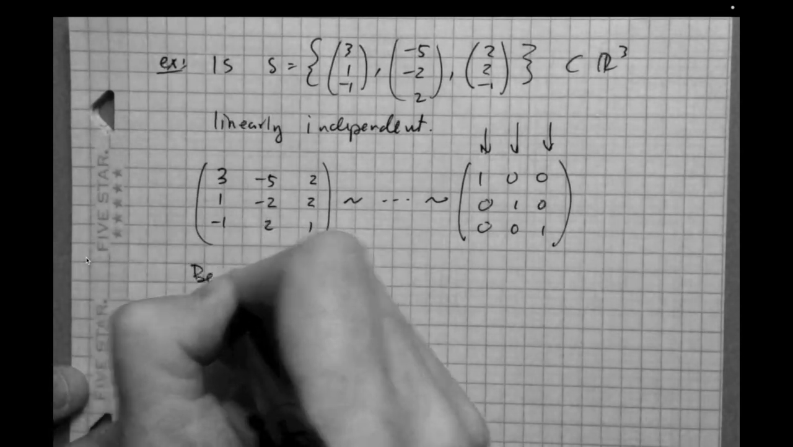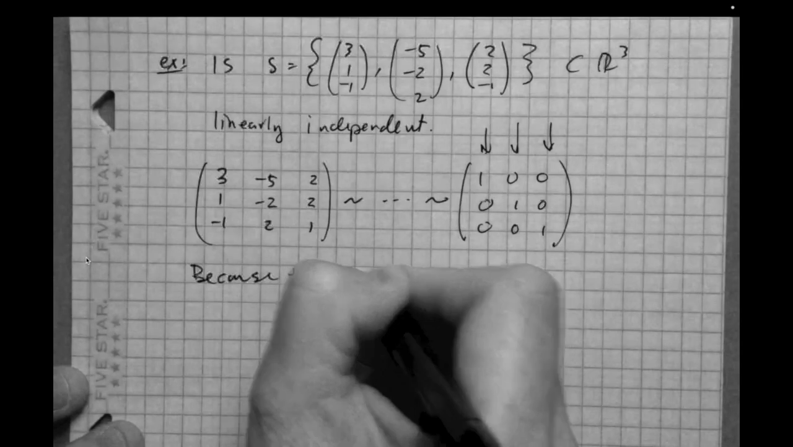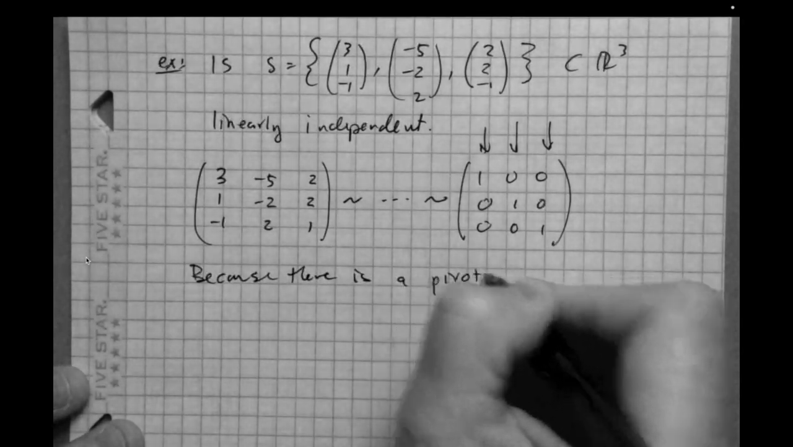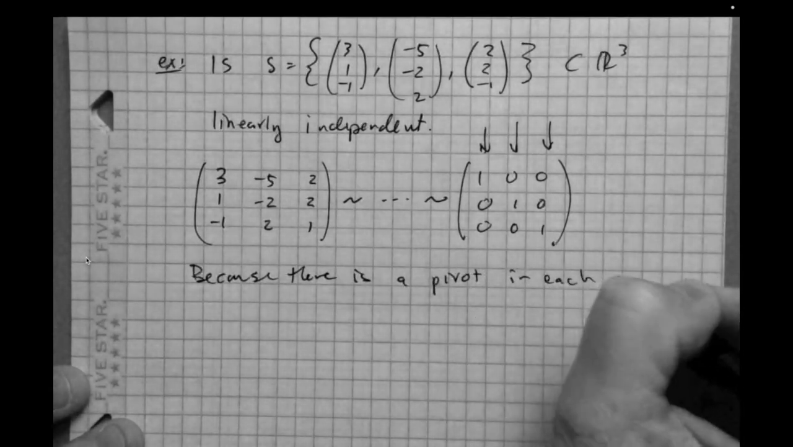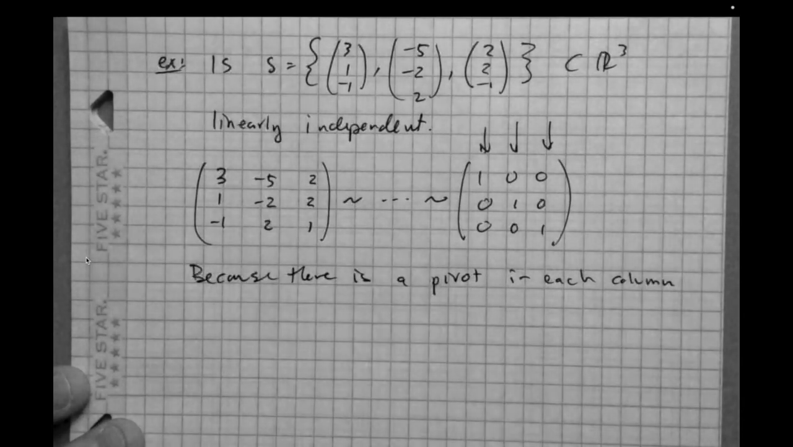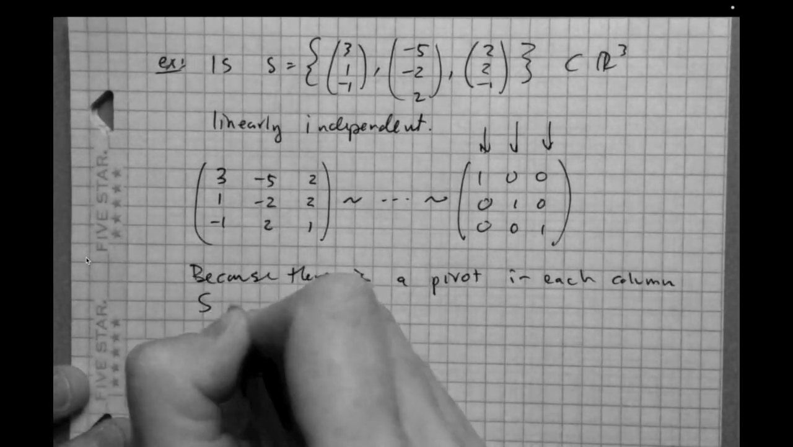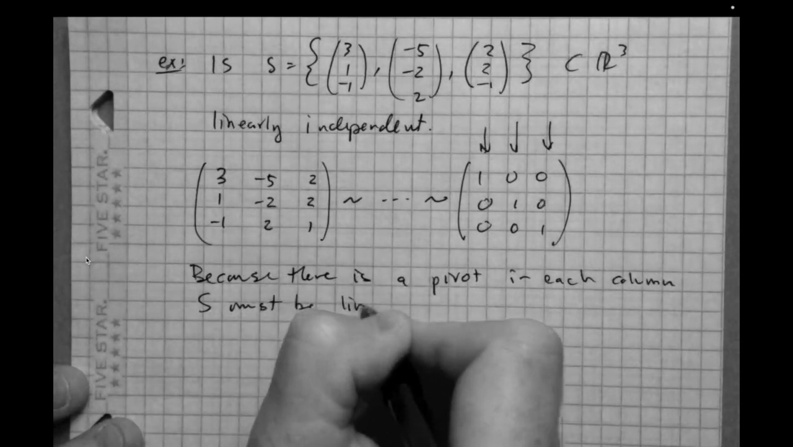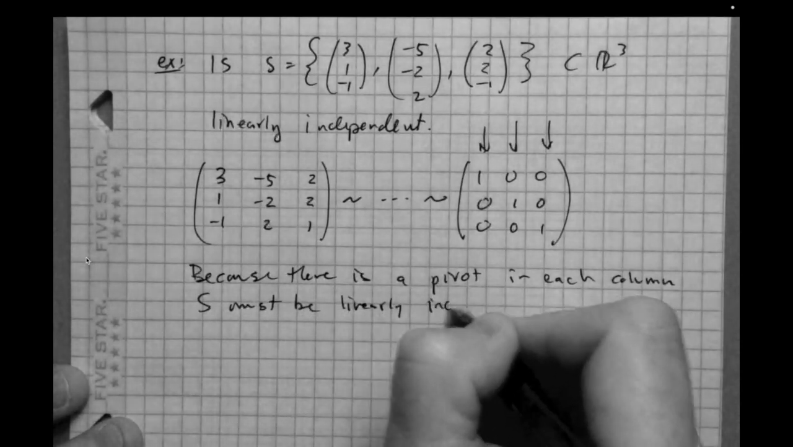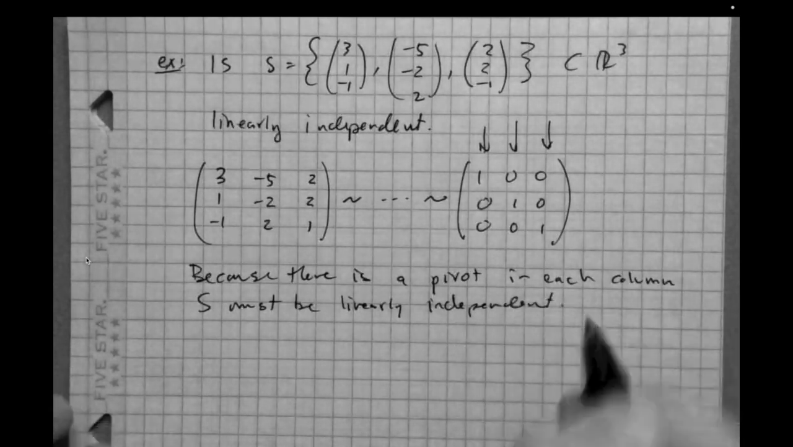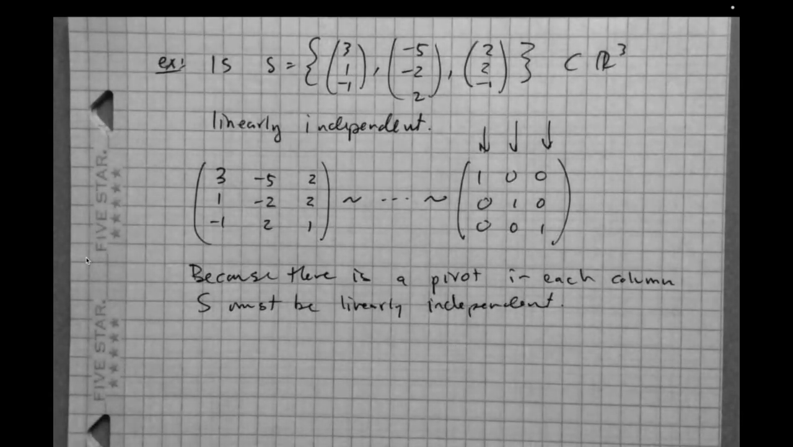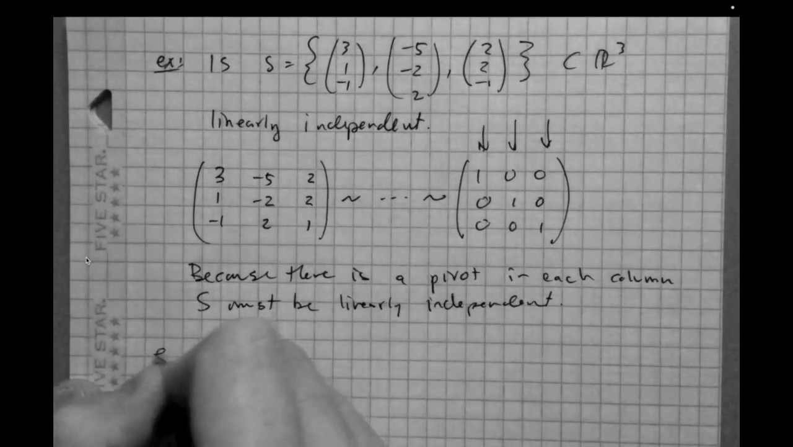So because there is a pivot in each column, S must be linearly independent. Perfect. Okay. All right. Let's do another example. This will be a nice kind of motivating example for a quick corollary.